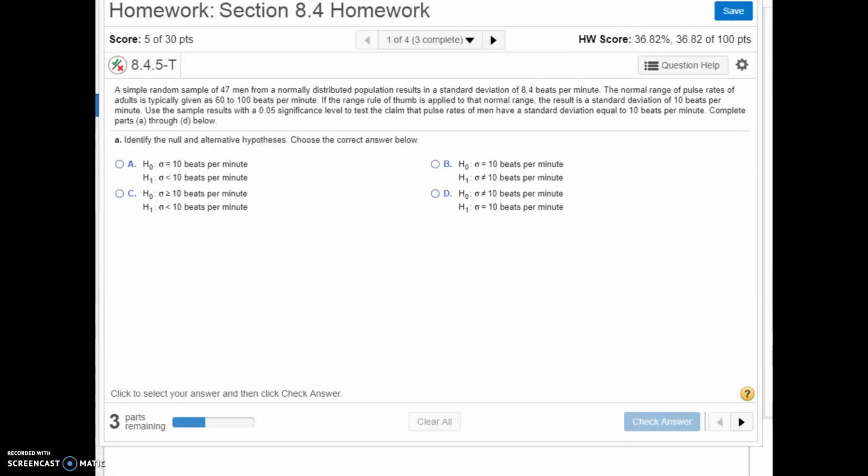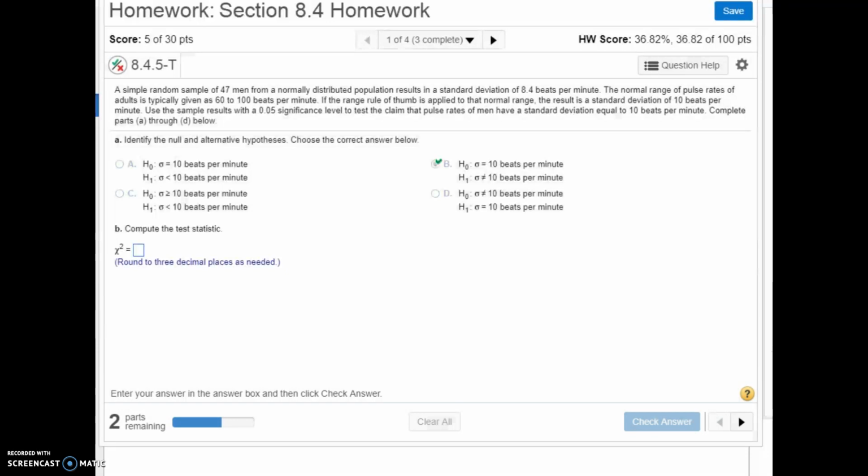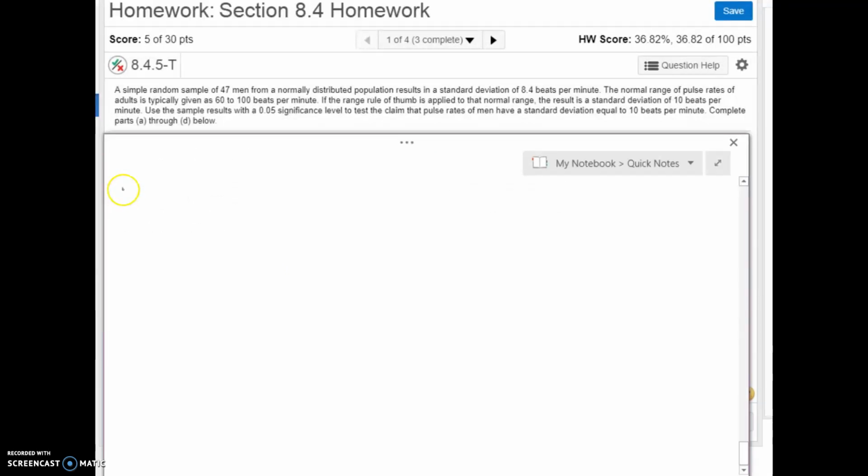So here my claim is, test the claim that the pulse rates are equal to 10. So that means that would be my null hypothesis, and not equal would be my alternative hypothesis. And then it wants me to find the test statistic. So my H0 is that the standard deviation is equal to 10, and my H1 is that it's not equal to 10. This was my original claim.